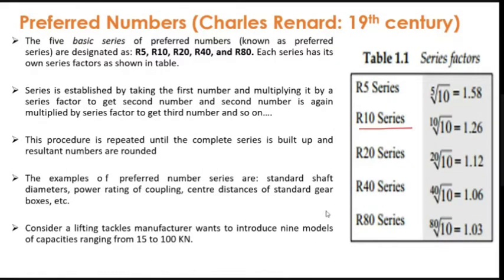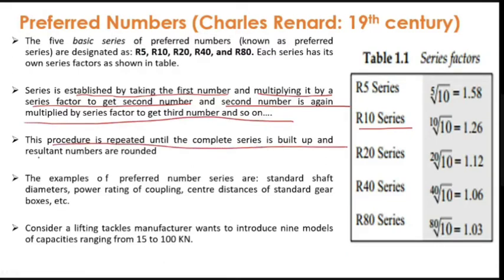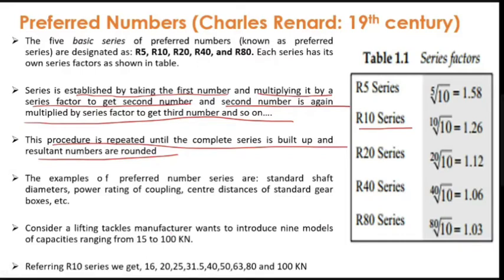So what you see, the series is established by first taking the first number and multiplying it by the series factor to get a second number, and the second number is again multiplied by the series factor to get a third number, and so on. This procedure is repeated until the complete series is built up and the resultant numbers are rounded. What is the first number in this case? The first number in this case is 15.